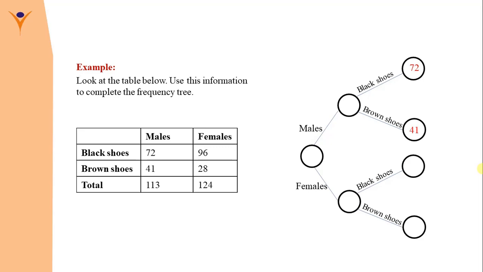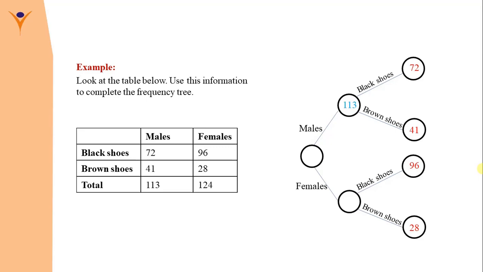And then it's followed by black shoes again, but this time it's linked to the female part of the diagram. So females who put on black shoes, from the table we have that to be 96. So we've added the black shoes for male and brown shoes for male to give us 113. So that completes that part. So let's look at black shoes for females. Now that is 96. And then brown shoes for female, there is 28 from the table.